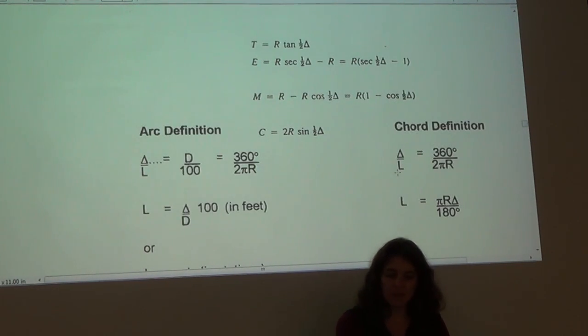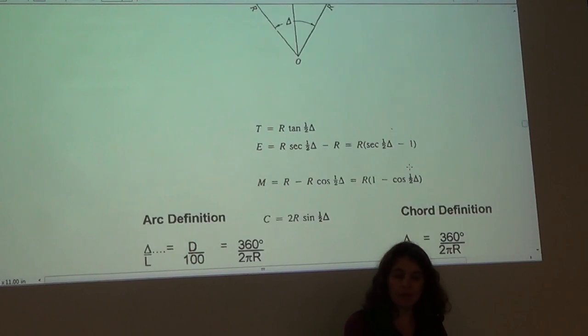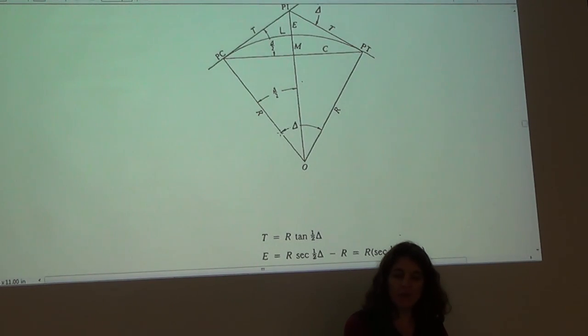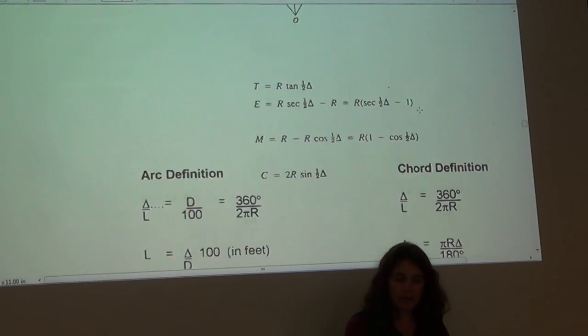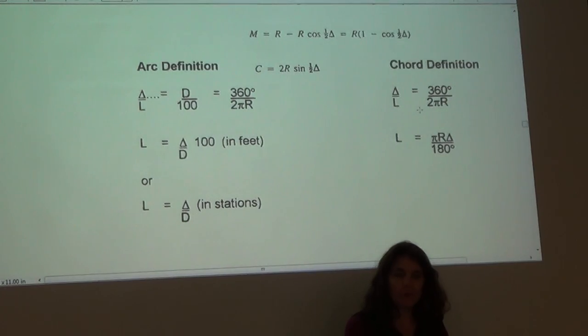In the chord definition, we're looking at a relationship here of delta over L is equal to 360 over 2 pi R, right? We could still use this relationship because this is a portion of a circle, here's the delta and here's L, and then the whole circle would be 360 over its circumference of 2 pi R. Okay, let's stop.